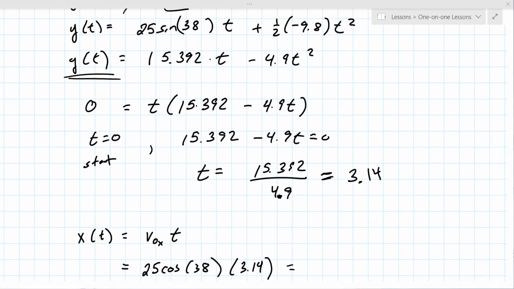All right, so we got 25 cosine 38. Multiply that by 3.14, and that's 61. This should be 61 meters, right? Yeah, 61 meters. I gotta catch up to you. I'm on another. Yeah, 61.9 meters.